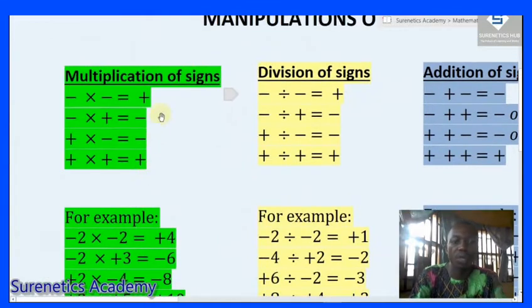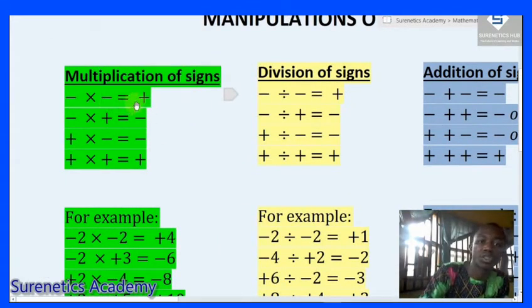First, we'll be looking at multiplication of signs. Whenever minus multiplies minus, you have plus. Whenever minus multiplies plus or plus multiplies minus, you will always get minus. And whenever plus multiplies plus, you will always have plus.